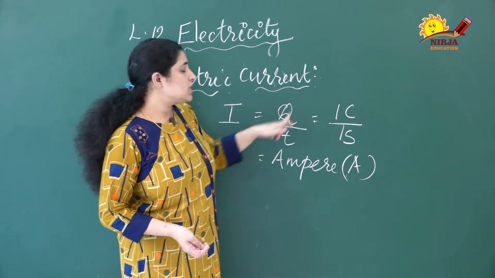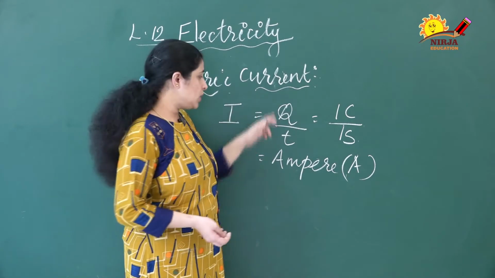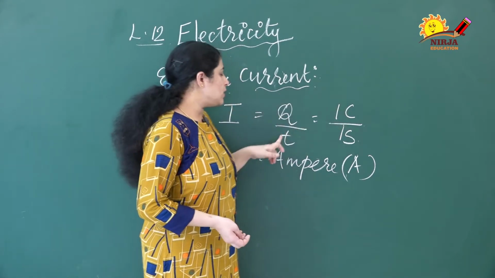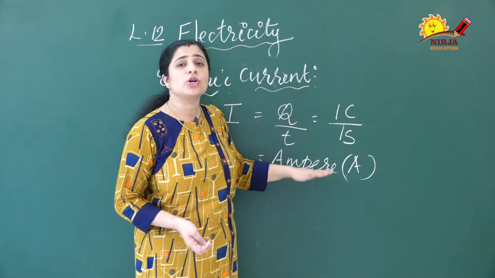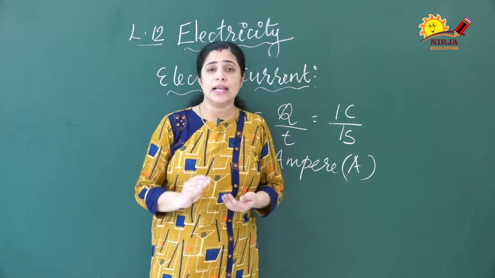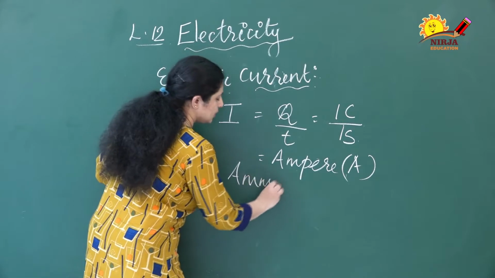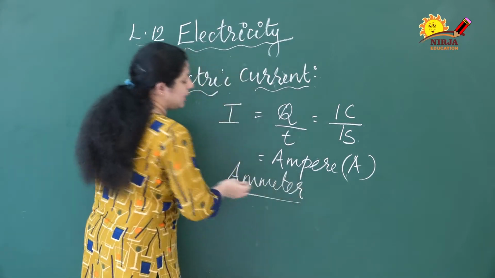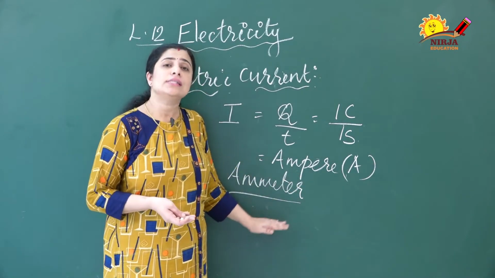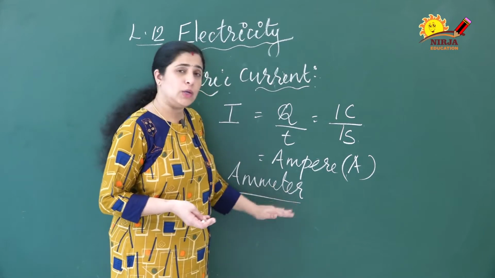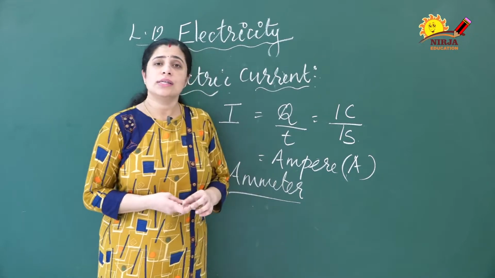I will repeat once. This is the equation for current, I is equal to Q by T. When we apply the SI unit, the unit of Q is coulomb and the unit of T is second, and this can be written as ampere also, that is A. To measure the electric current through a conductor, we use an ammeter. Ammeter is the instrument used to measure the electric current. It is connected in series. A series connection will be given in the circuit for this ammeter.